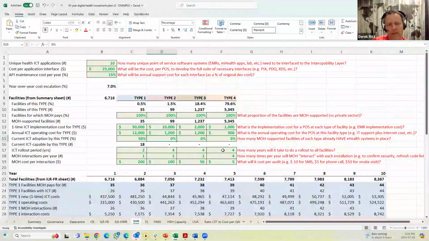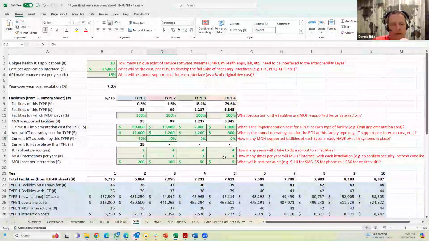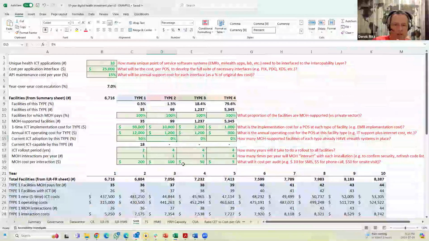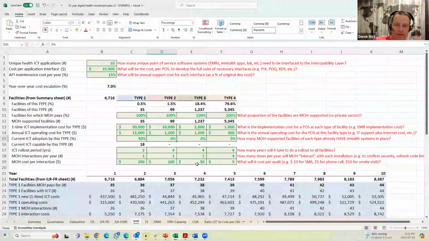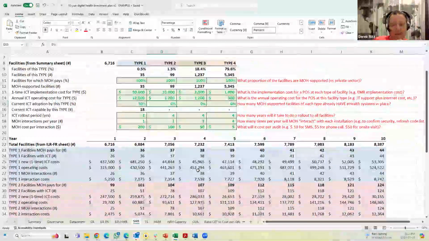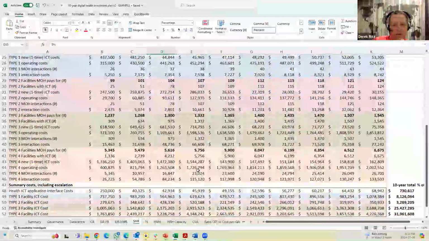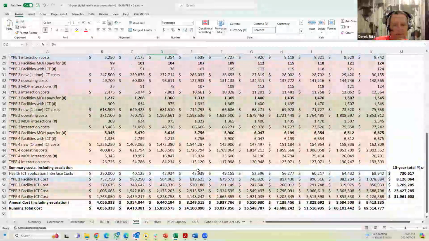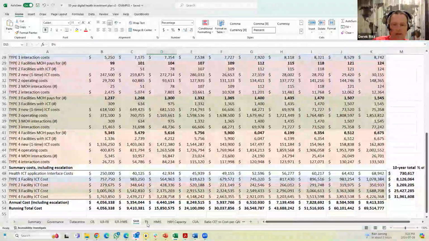And then you say, how many years is this going to take to roll out? And then again, how many Ministry of Health interactions will there be per year, and what's going to be the cost of that? And is it in person or over the phone or whatever? That drives the cost. And then this ends up driving, over the course of the 10 years, your whole implementation profile for how much money you're going to spend on rolling out digital health all over the country.